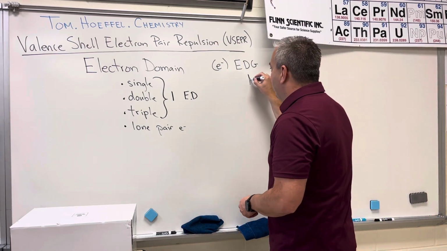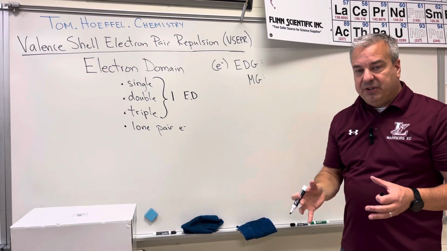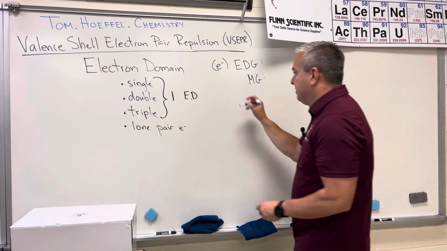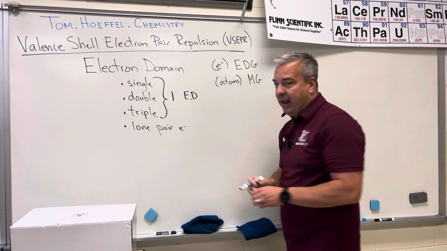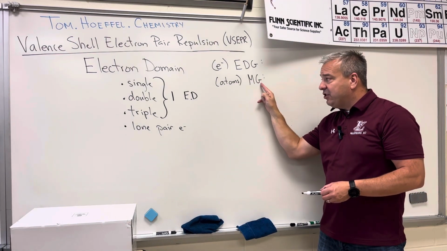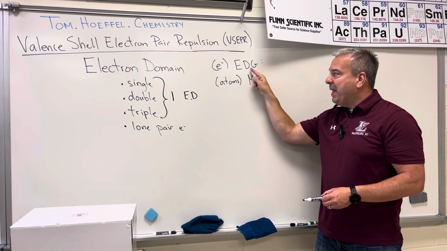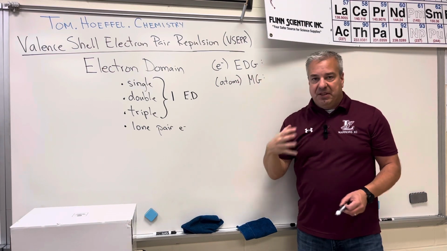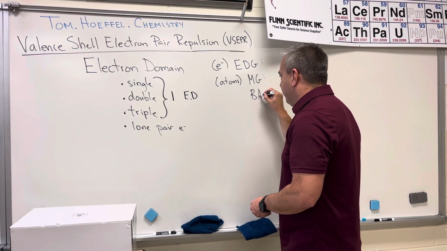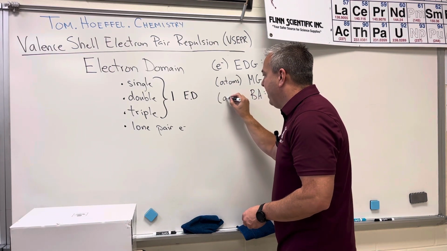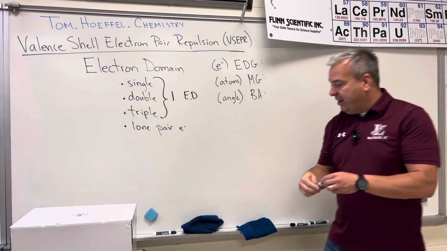And then we're going to have something that's called molecular geometry. And molecular geometry is going to be the shape that the atoms make. So in parentheses over here, I'm going to write down the word atoms to remind you that molecular geometry is the shape of the atoms, and electron domain geometry is the shape of the electrons. And then lastly, we're going to have something labeled as BA, which stands for the bond angle. All right, so let's get into it.